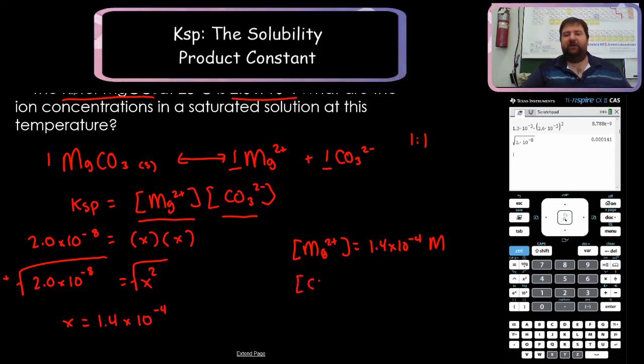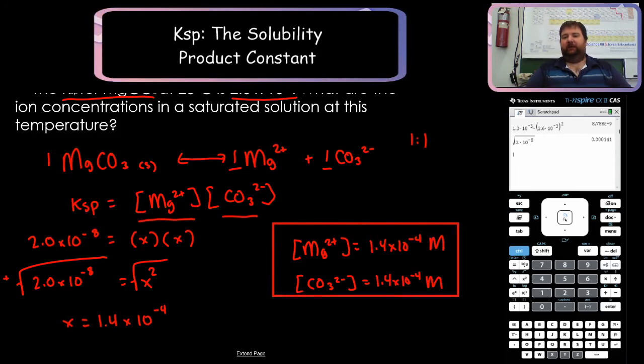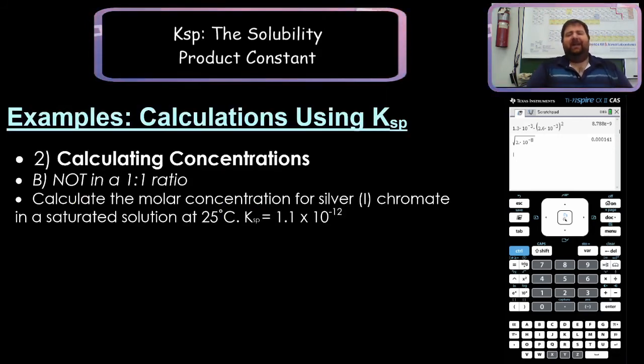And the concentration of my carbonate ions are also going to be 1.4 times 10 to the negative 4. I solved them both. So there we go. I have the concentrations of my ions. All that's left is to box my answer. And that's it. That was kind of easy because they were in a 1-to-1 ratio.